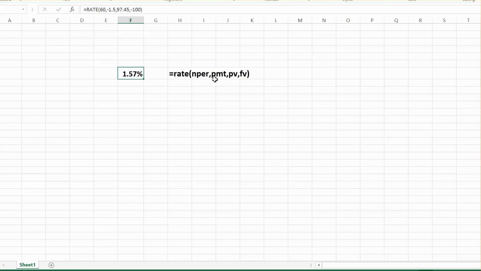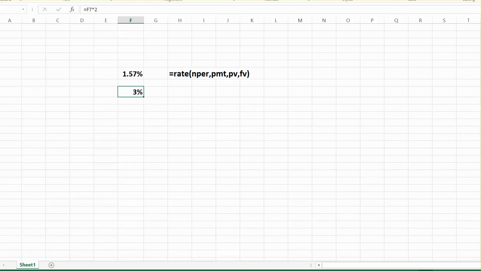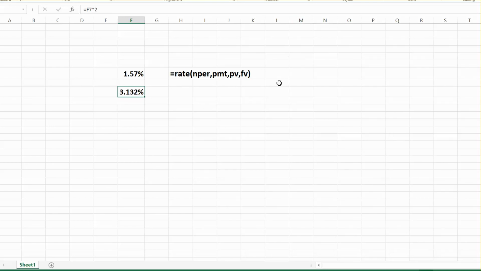and we used a payment of $1.50, that's really a semi-annual payment. So this yield that we've calculated is a semi-annual yield. We need to convert it to an annual yield to really talk about the yield to maturity. A simple way to do that is to take that times 2, right? So if you take it times 2, then what do you get? You get 3.13, or 3.132%. This is the yield to maturity.